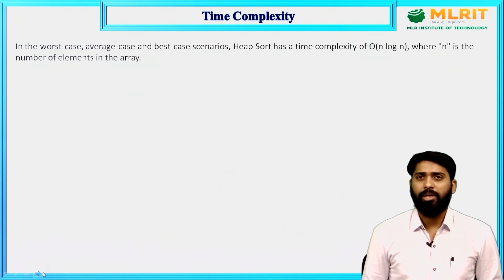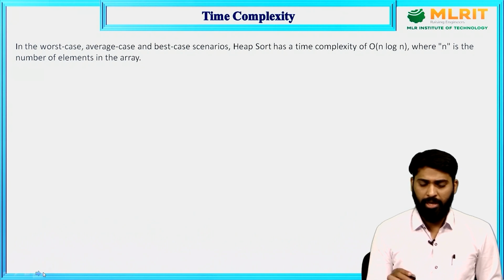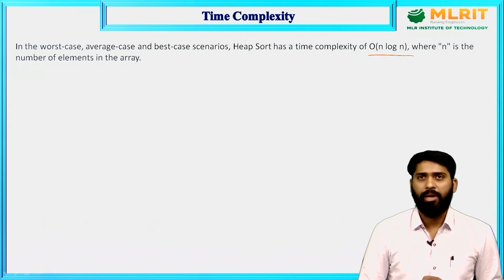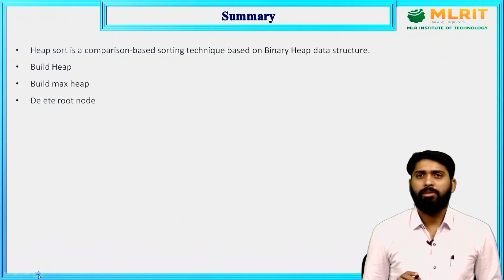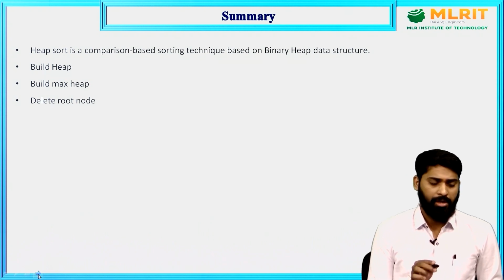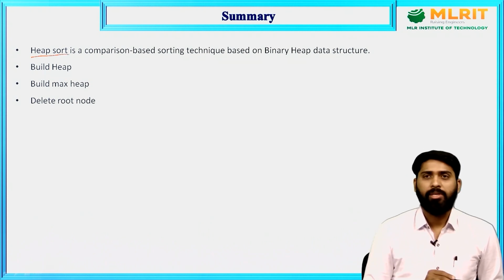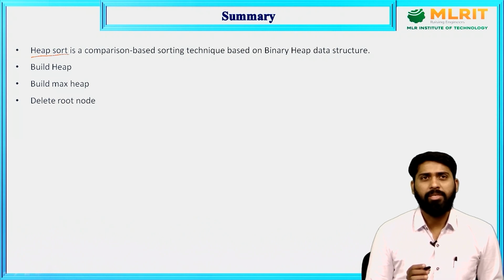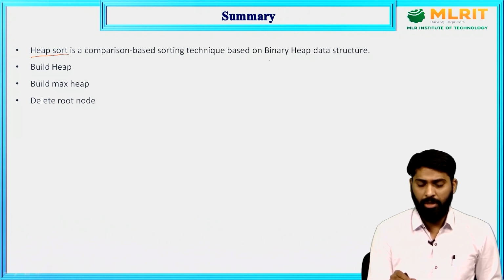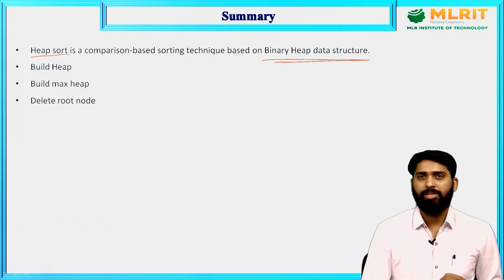Coming to time complexity, in the worst case, average case and best case scenarios, heap sort has a time complexity of big O of n log n, where n is the number of elements in the array. Coming to summary of the lecture, in this lecture we learned about heap sort. Heap sort is a comparison based sorting technique based on the binary heap data structure.